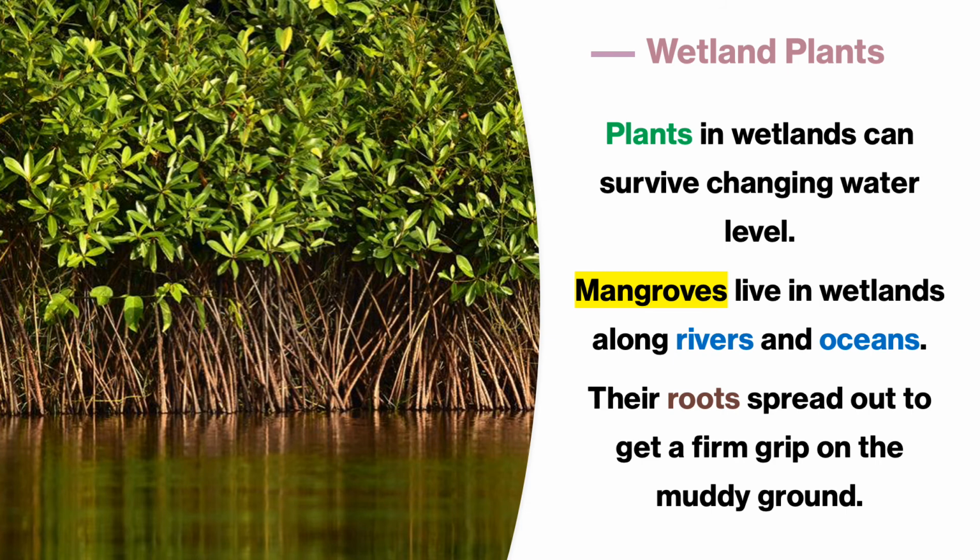Wetland plants. The plants in wetlands can survive changing water levels. Mangroves live in wetlands, along rivers and oceans. Their roots, as you can see in the picture, are spread out to get a firm grip on the muddy ground.